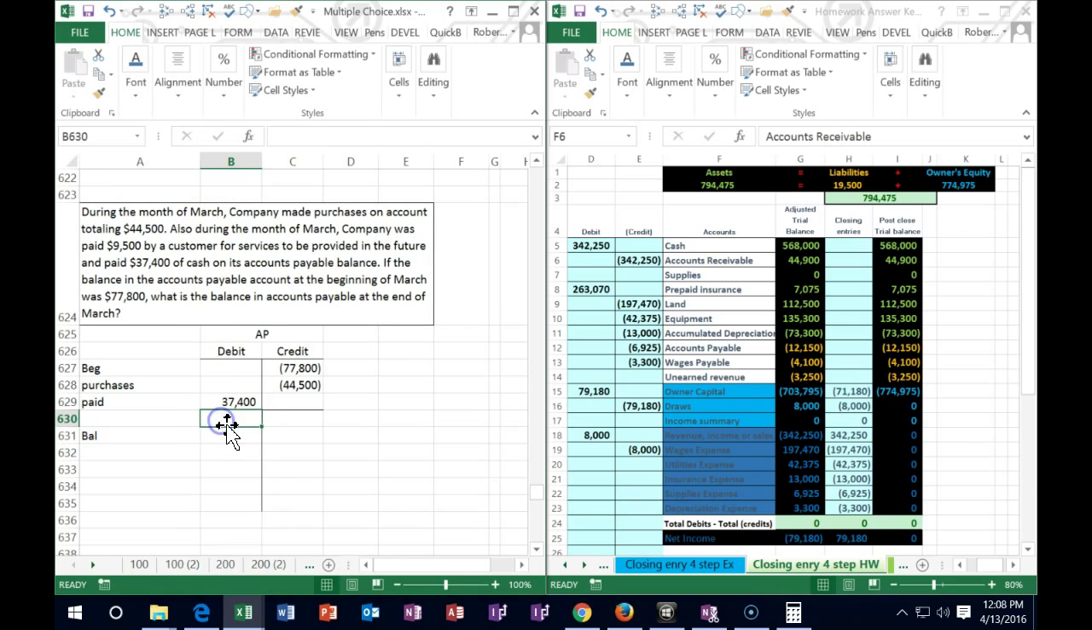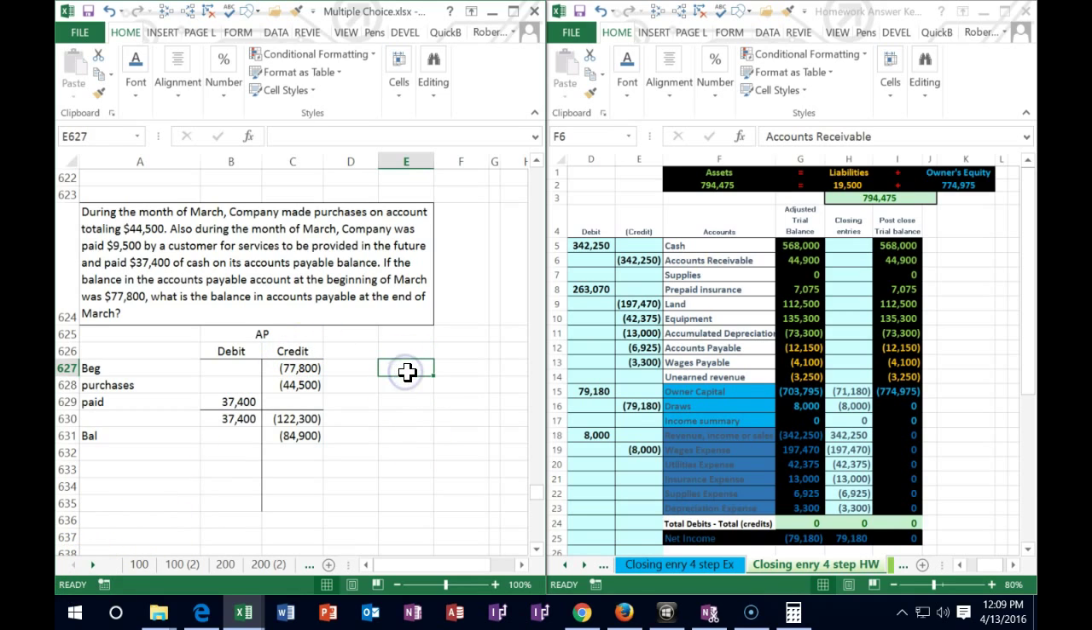The total debits, if we sum this up, is obviously the 37.4. The sum of the credits is the 77.8 plus the 44.5. And then how much are the credits going to win by? Because they're going to win. They're going to win by this minus, which is a plus, the negative 84.9. So that's what we have.